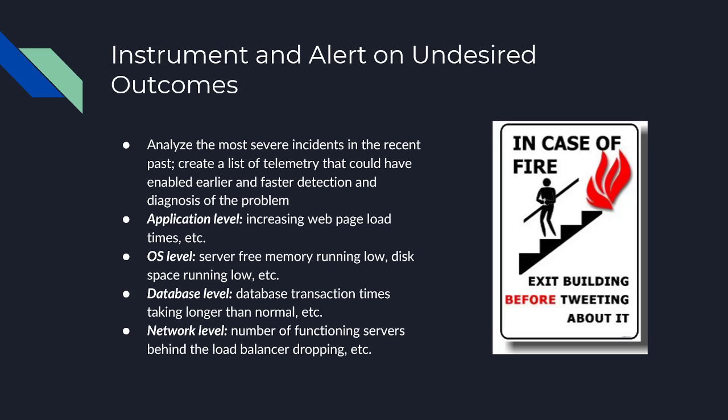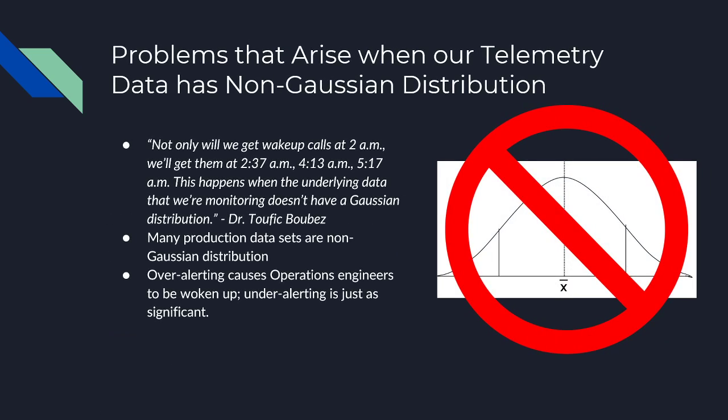Now, unfortunately, the problems that arise in the telemetry are always a non-Gaussian distribution, meaning it's not always a bell curve. As mentioned earlier, there would be times when not only would engineers get wake up calls at 2 a.m., but they would also get them later at 2:37 or 4, and then 4:13, then 5:17, et cetera, et cetera. And this keeps happening when the underlying data that we're monitoring doesn't have that form of distribution.